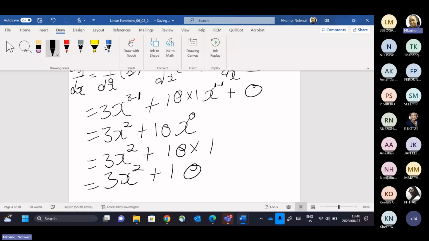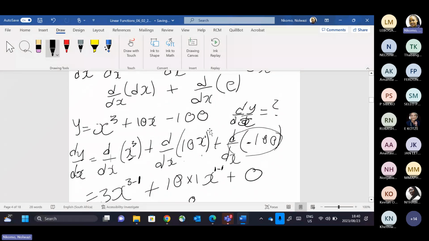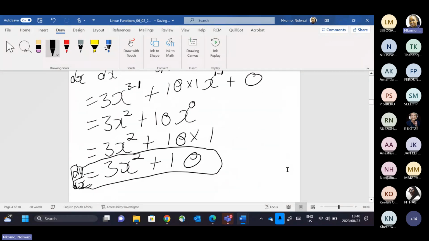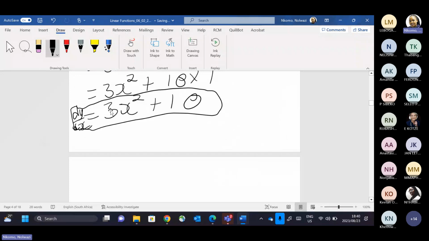And this is your dy dx. You can't simplify further from here. You can just leave it like this. This is your final answer. So if we are asked to differentiate a polynomial like this, this would be your answer. You'll have 3x squared plus 10.